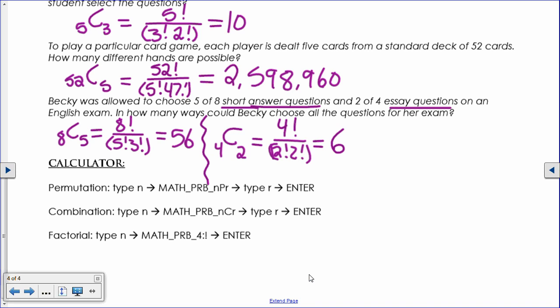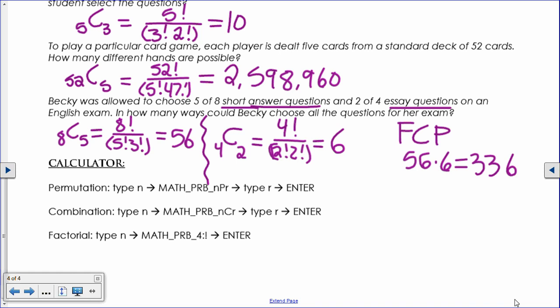Alright, so think about this really carefully. She has 2 independent events. She has 56 options for this one and 6 for this one. What do you do when you have independent events? You multiply. That's what we did at the very start of the lesson. Independent events, the fundamental counting principle. 56 times 6. 336.